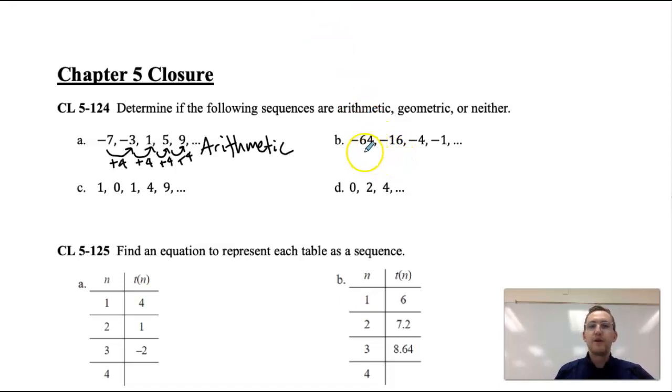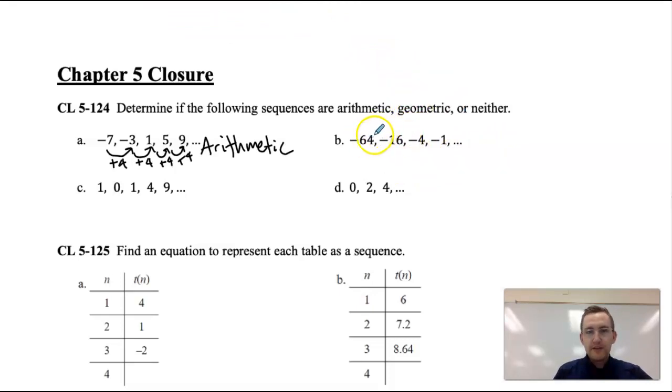Perfect. So let's do part B as well. So -64, we're going to -16. Then from -16, we're going to -4, and -4 to -1. From -4 to -1, we're adding 3. From -16 to -4, we're adding 12. So just between those two, obviously not arithmetic, because we're not adding the consistent amount each time. So let's get rid of that: not arithmetic.